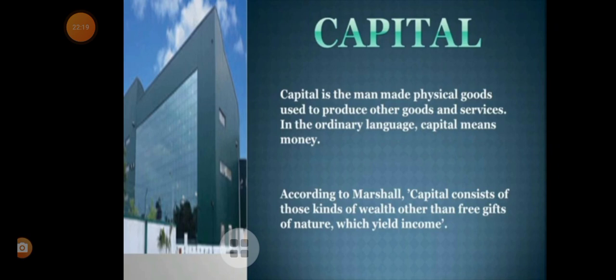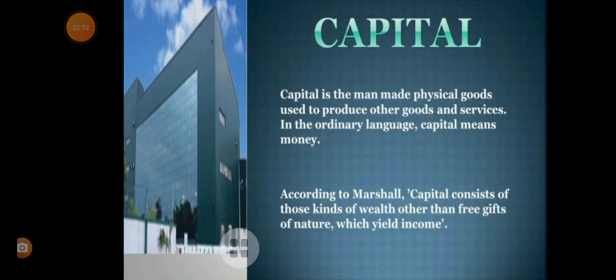Okay, capital. So what is capital? Capital means investing something. Okay, investing something, they are called capital. So what is the definition? Capital is the man-made physical goods used to produce other goods and services. In ordinary language, capital means money. Okay, capital means money. Okay, so according to Marshall, capital consists of those kinds of wealth other than free gifts of nature which yield income.